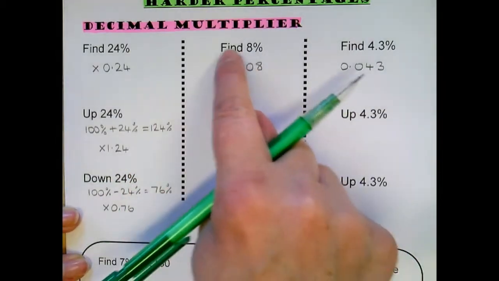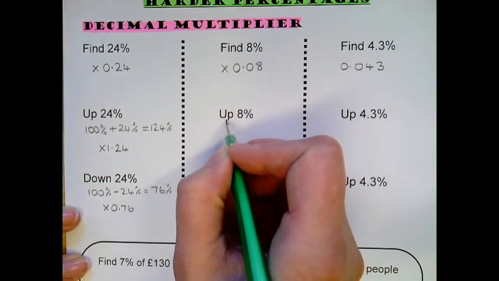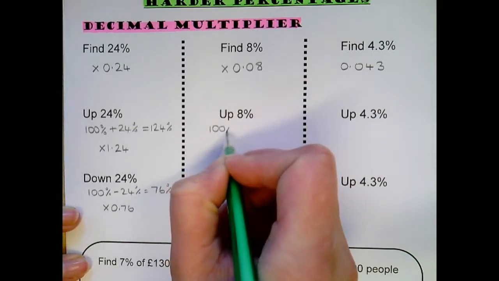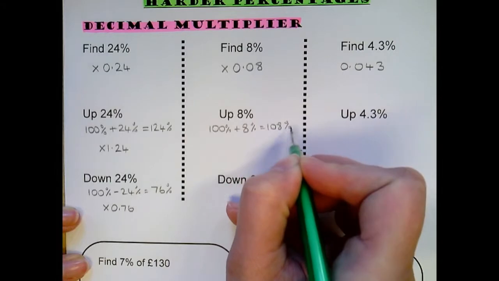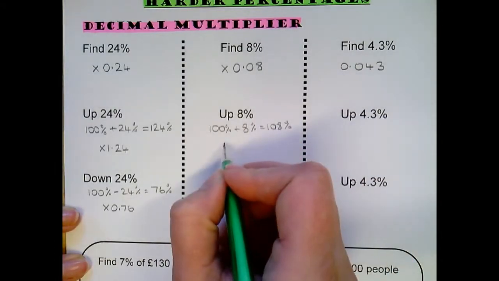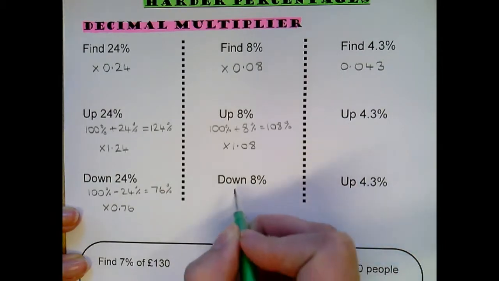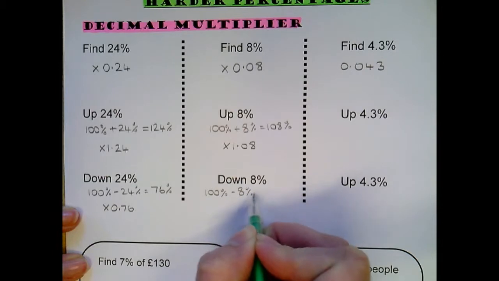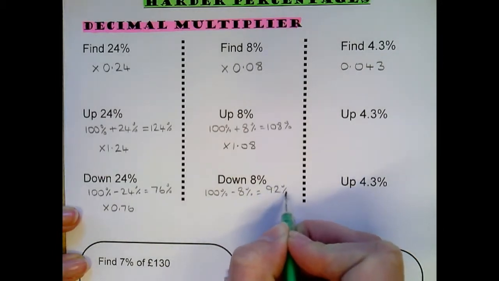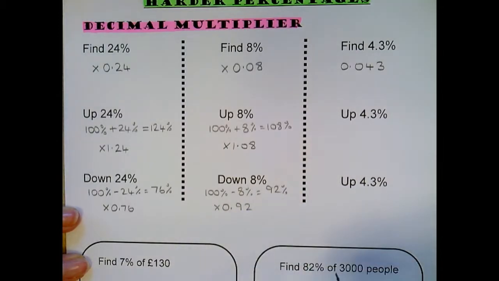The next one then, if you're finding 8%, that was 0.08 that you multiply by. If you're going up by 8%, you would do 100% plus 8%, which gets you 108%, and then 108% as a decimal would be 1.08. If you're going down 8%, you find 92%, and then 92% as a decimal is 0.92, so that would be your decimal multiplier for down 8%.